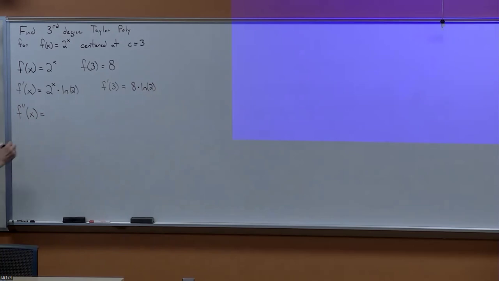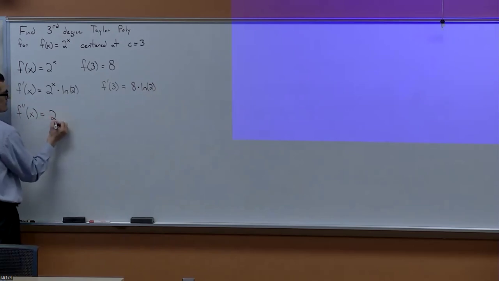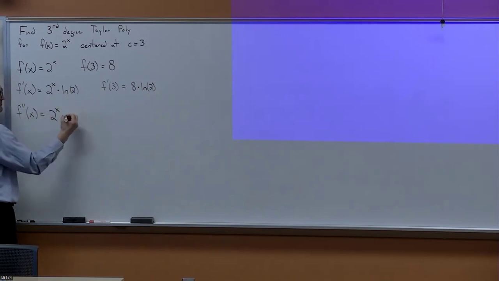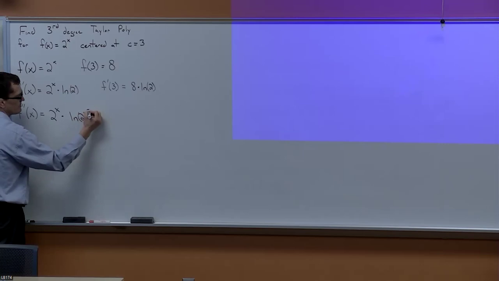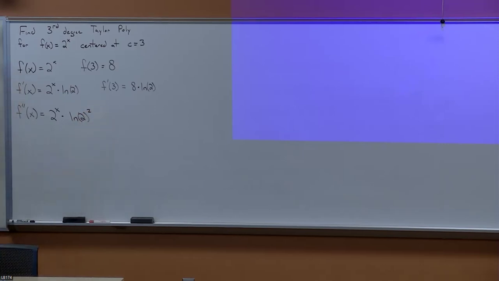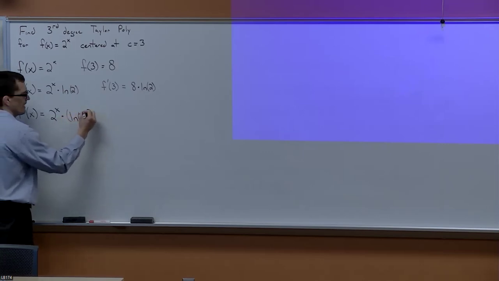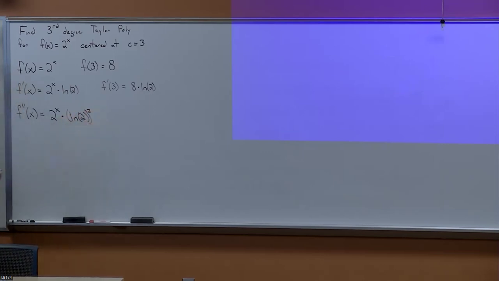Go and calculate the second derivative. If I take another derivative of this, I'm going to have to multiply times another natural log of 2. So I'm going to get natural log of 2 times another natural log of 2. So natural log of 2 is being squared. Just so we're all on the same page, 2 is not being squared. The natural log of 2 is being squared.